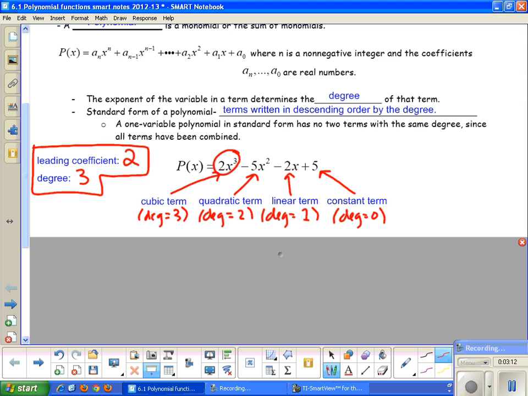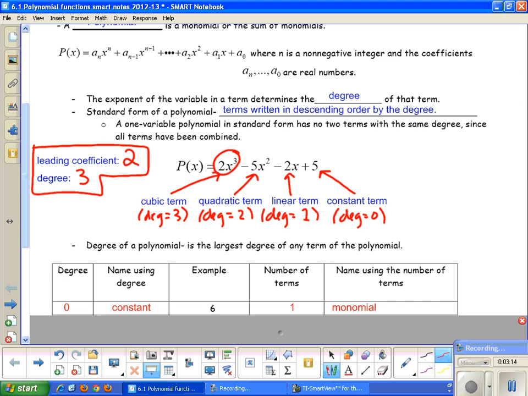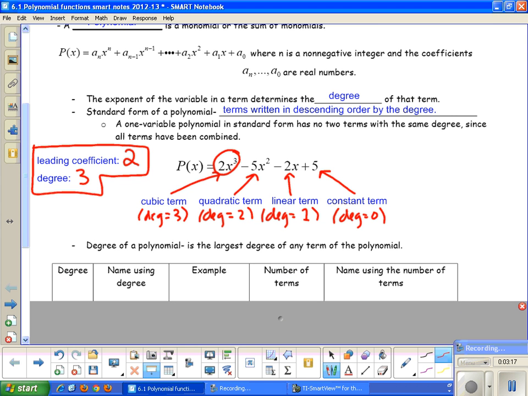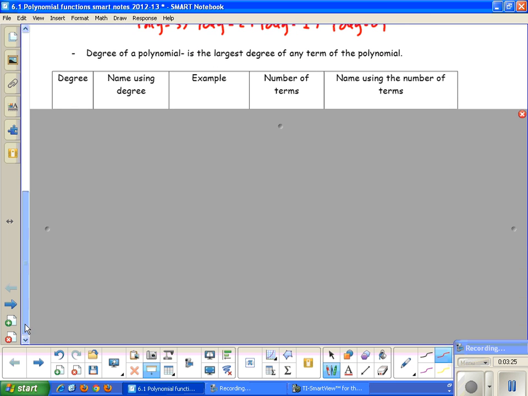If you remember from before, we have this chart that you filled out on your paper. The degree of a monomial or polynomial is the largest degree of any term of the polynomial. We already talked about that. Now for this chart, why don't you see if you can fill it out? Hit pause, and then I'm going to talk about what each term means.